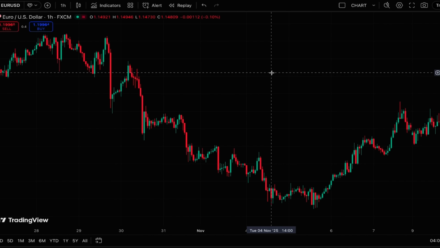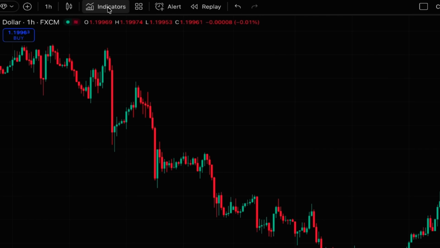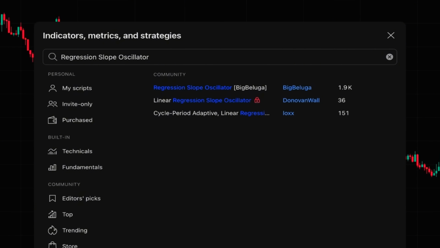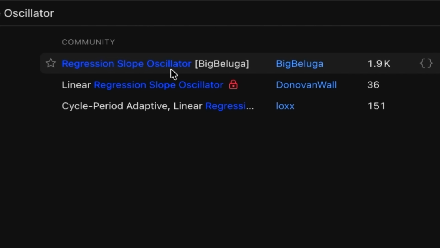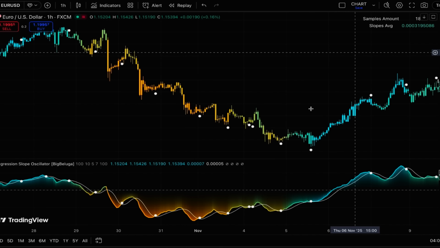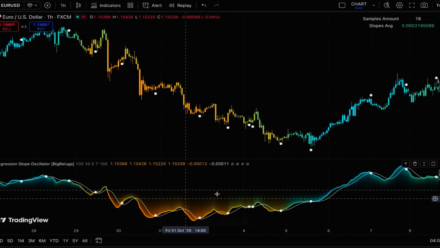Alright, let's add the indicator. Here we click on indicators and we search regression slope oscillator. This one, which is a new indicator from Big Beluga. Alright, this is the indicator and as you can see, it is added here below the chart.